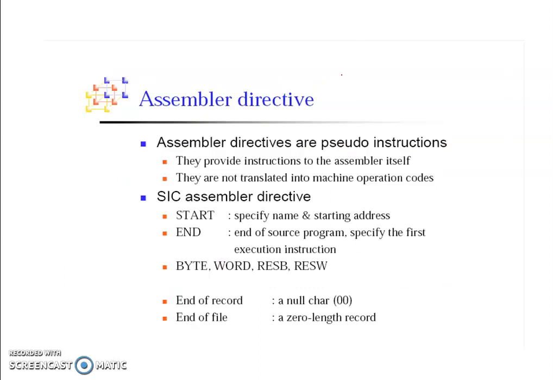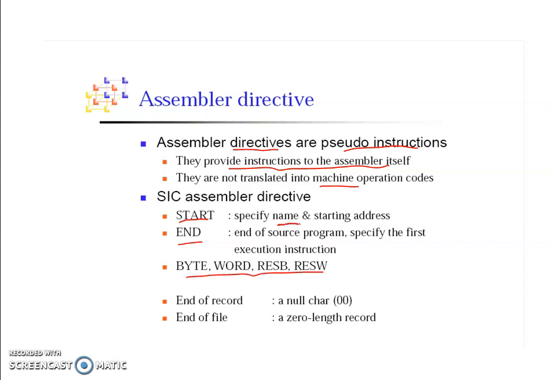It makes use of some directives called assembler directives, which are considered pseudo instructions because they provide instruction to the assembler itself. They are not translated to any machine language equivalent. Some of the assembler directives that are used are START, END, BYTE, WORD, RESB, RESW. These are some of the assembler directives that are being used.